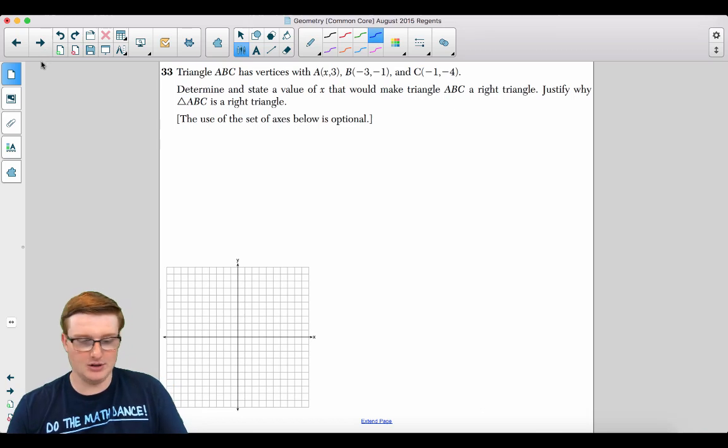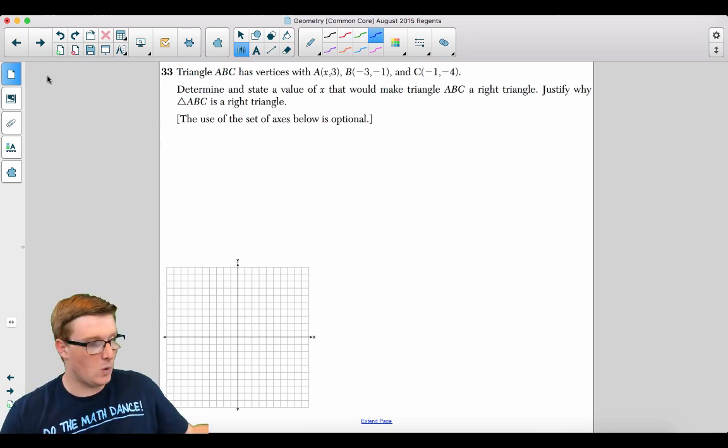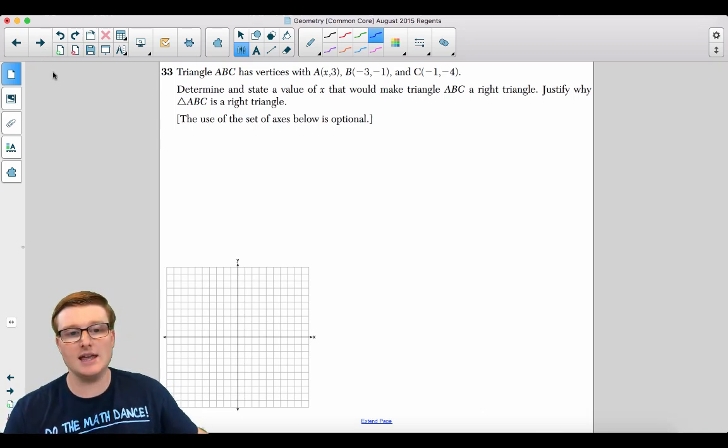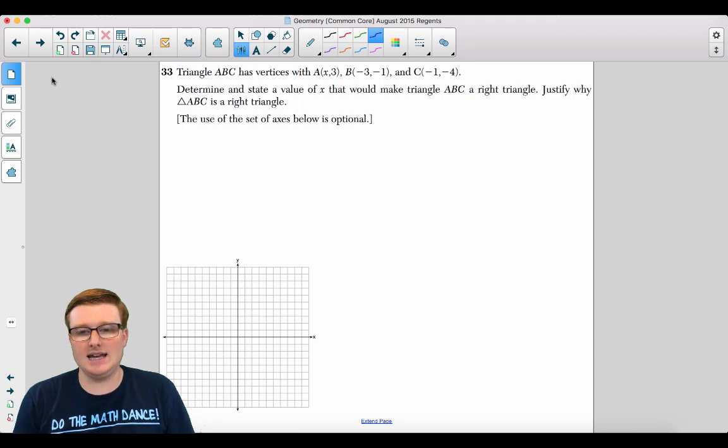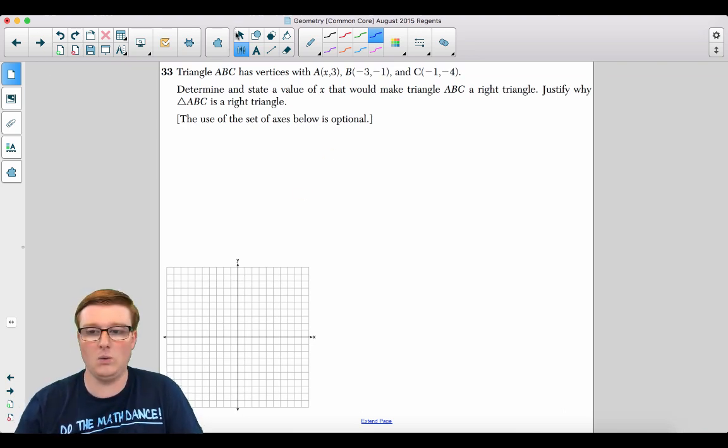All right, moving on to question 33. This was definitely an interesting question. It says triangle ABC has the vertices with A as (x, 3), B (-3, -1), and C (-1, -4). Determine and state a value of X that would make triangle ABC a right triangle. Justify why triangle ABC is a right triangle.